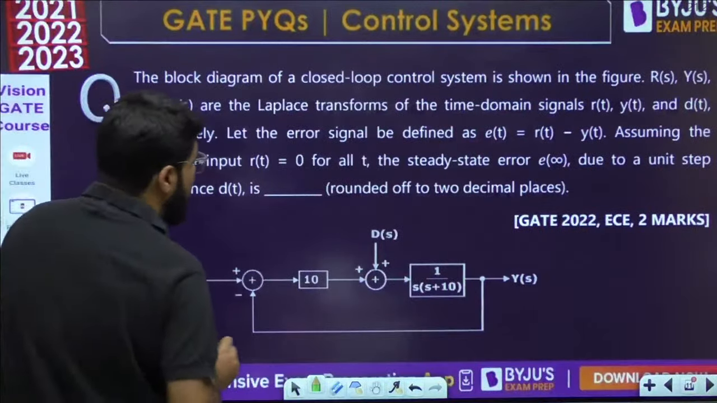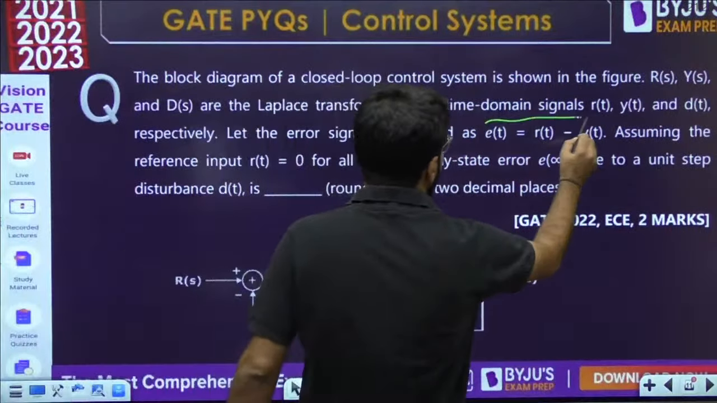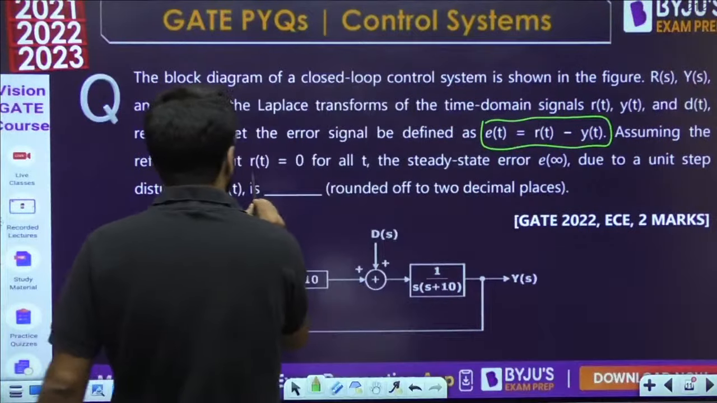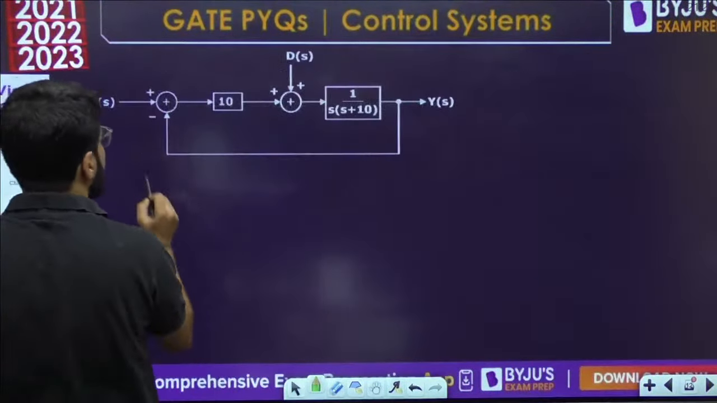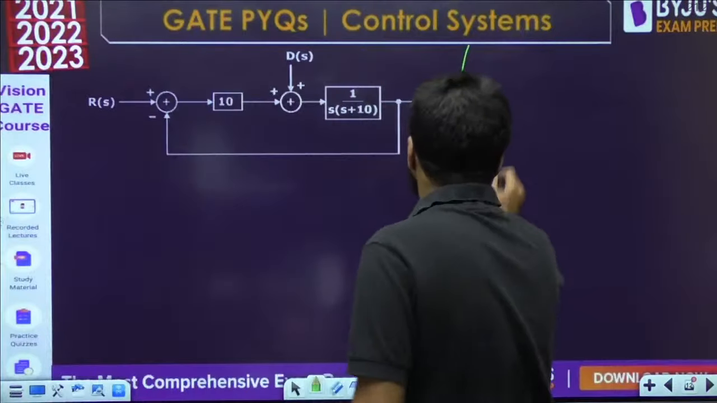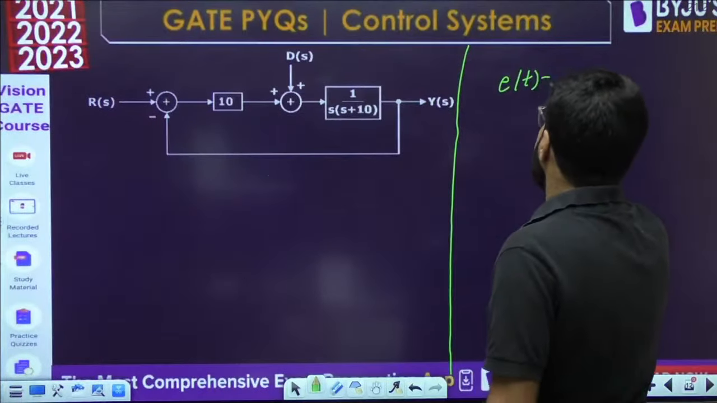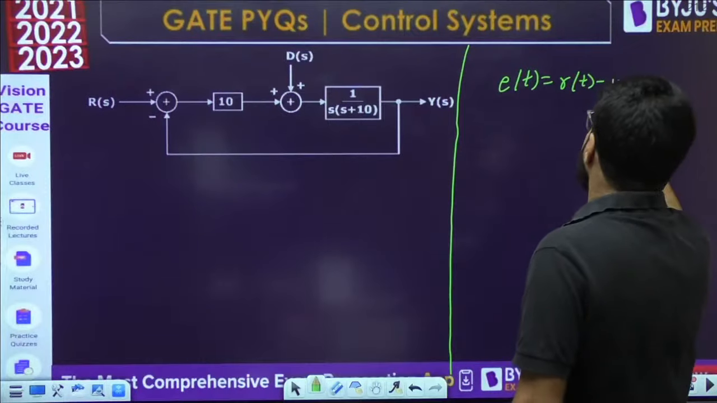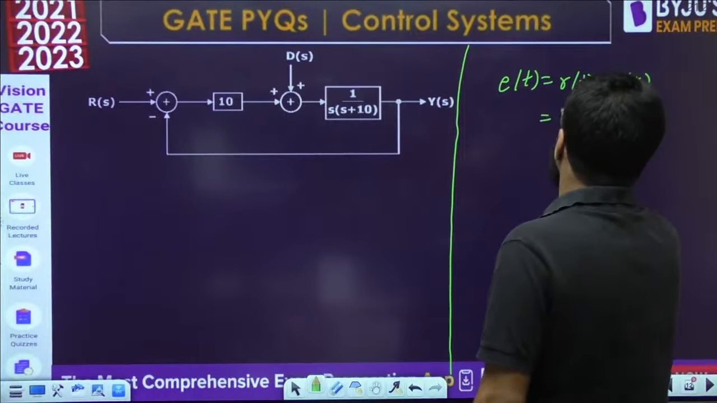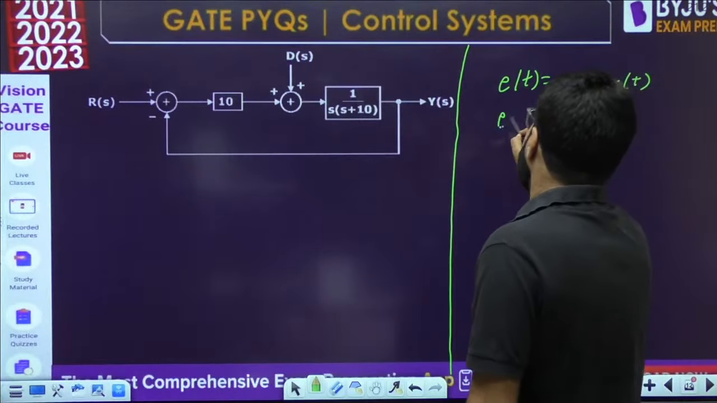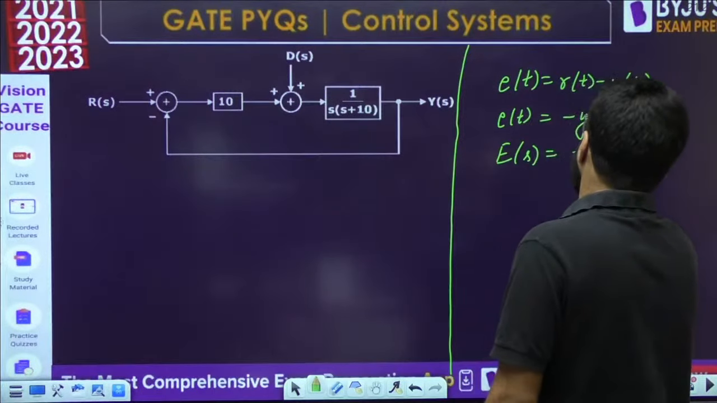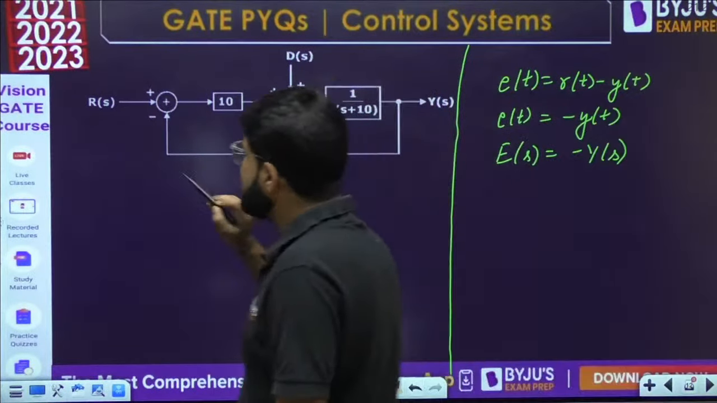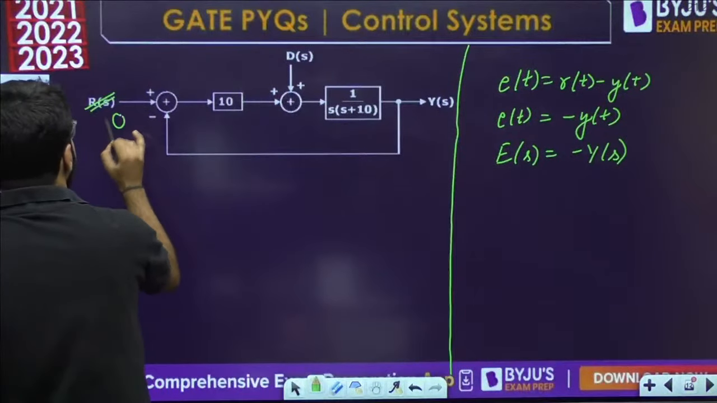Now see, ET is clearly defined as RT minus YT. But now they are telling, let's take the reference input as 0. So pay attention here: ET is RT minus YT, which is currently minus YT, because I have taken RT equal to 0. So even if you move to the S domain, ES will be equal to minus YS. Now once again, this is made 0.